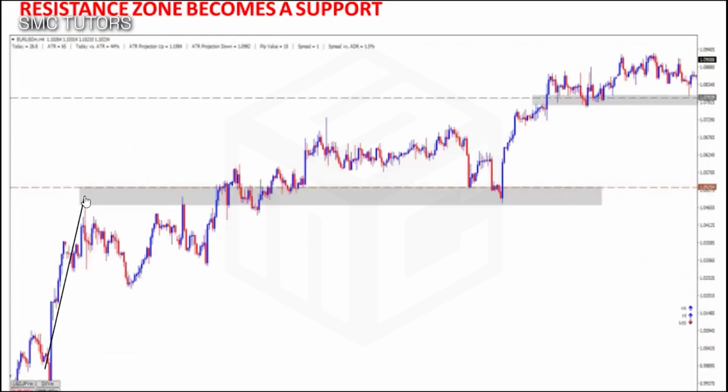The next is resistance becoming support. Price went up, we had resistance, price went back up, the market moved, came back down, acted as support, then price went to the upside. So these levels are there in the market where we can use them to take advantage of trading on the chart.